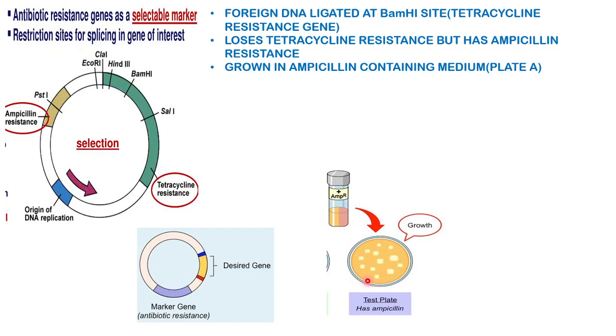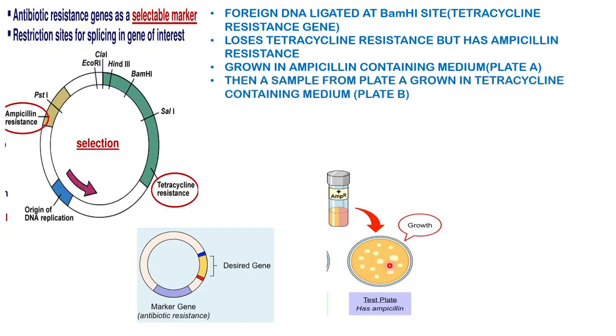Now, if it grows in ampicillin, even in the presence of ampicillin, that means this plasmid is still actively working. The ampicillin resistance gene is still actively working. So these bacteria are alive. It shows that they are very active. Next, we will take a little sample from this plate and grow it in a medium containing tetracycline. We will call it plate B.